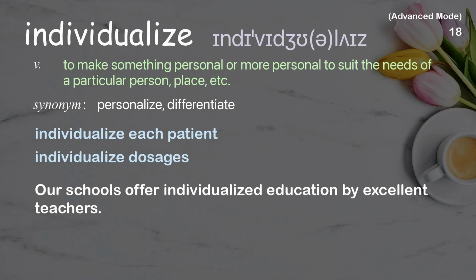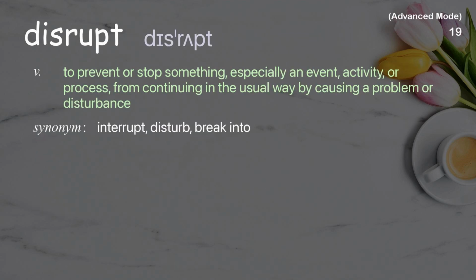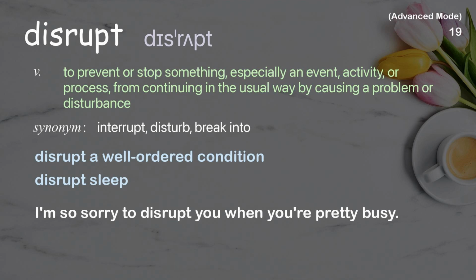Disrupt. To prevent or stop something, especially an event, activity, or process, from continuing in the usual way by causing a problem or disturbance. Examples: Disrupt a well-ordered condition. Disrupt sleep. I'm so sorry to disrupt you when you're pretty busy.